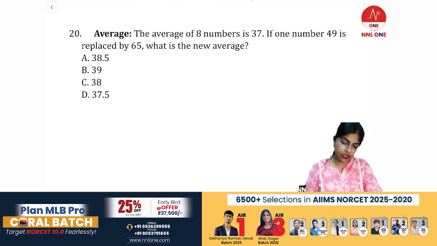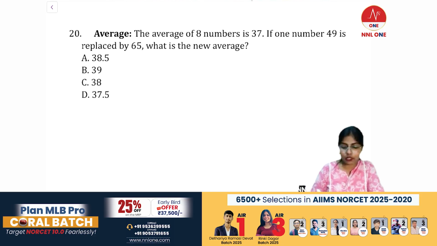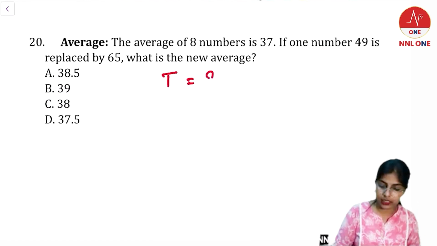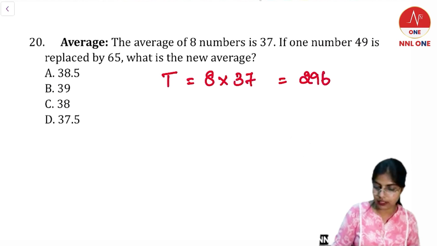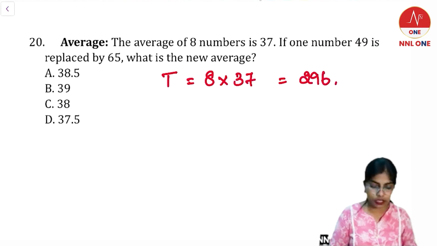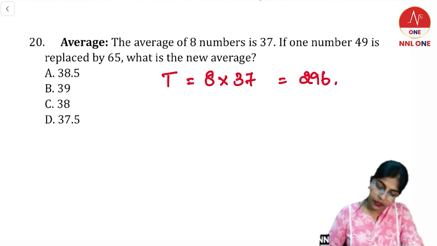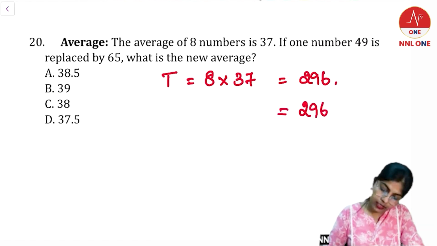So the next question is on average. The average of 8 numbers is 37. If one number, 49, is replaced by 65, what is the new average? So the average of 8 numbers is 37, so the total is going to be 8 into 37, which is 296. If 49 is getting replaced, we are going to subtract it: 296 minus 49 plus 65.